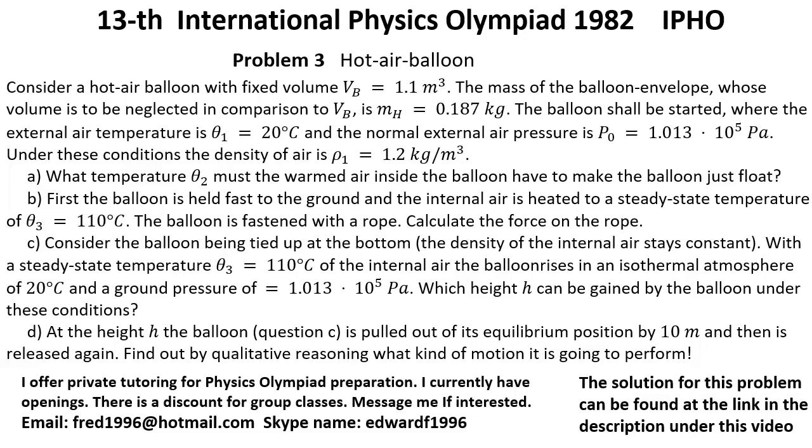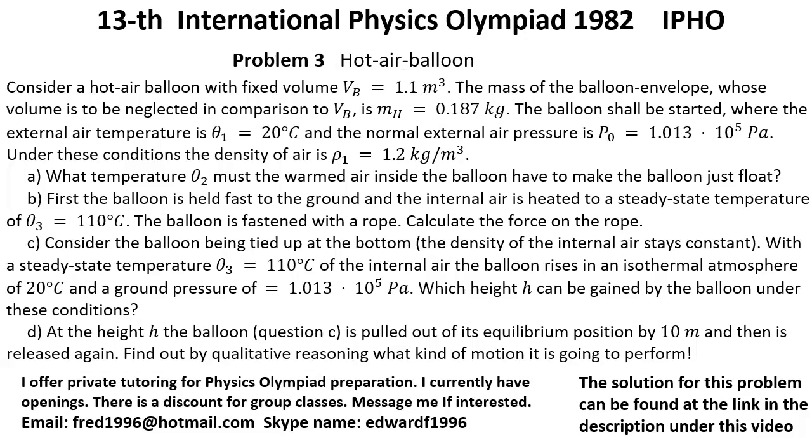Question A. What temperature theta 2 must the warm air inside the balloon have to make the balloon just float? Question B. First, the balloon is held fast to the ground and the internal air is heated to a steady state temperature of theta 3 equal 110 degrees Celsius. The balloon is fastened with a rope. Calculate the force on the rope.